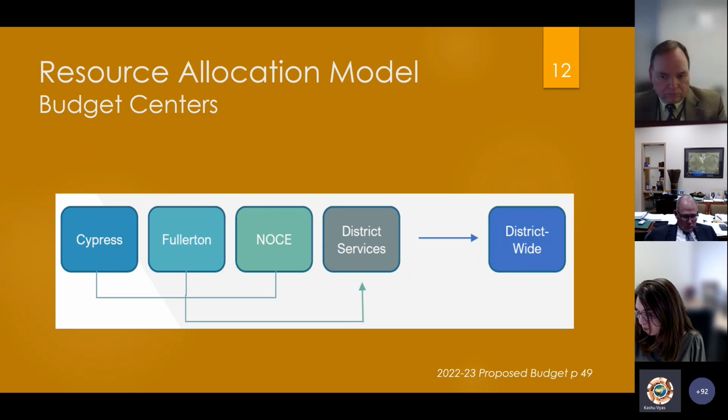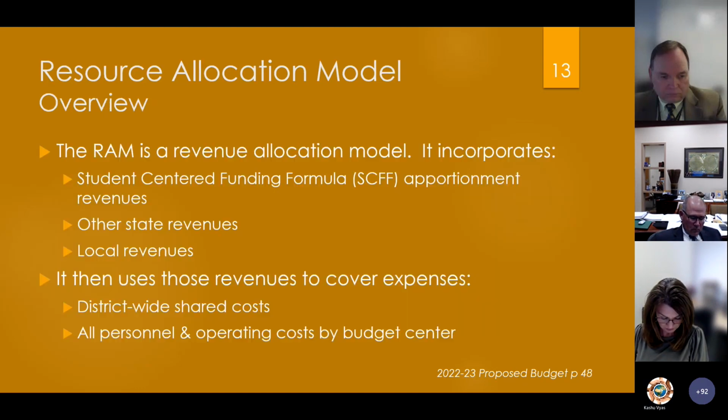So anything that's been a shared identified cost, such as like retiree benefits, our audit costs, our insurance, there's some shared district-wide information technology costs. Those are all equally participated. Each of these budget centers in a ratio participates in covering those costs. And then each budget center gets to look at the remainder of their allocations as available funds to cover their personnel and other operating costs.